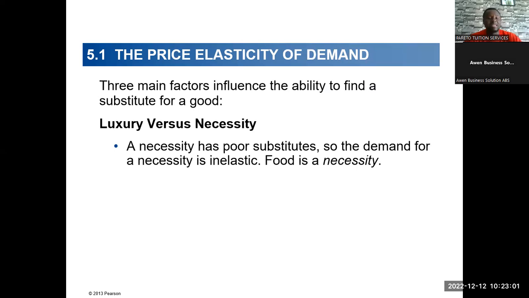So if you take something like food, food in general, put everything under the basket of food, anything that we eat. Even if there's a change in price of food, are we going to go hungry? No, we still have to buy them. So it will be more inelastic. We won't really respond to changes in price.